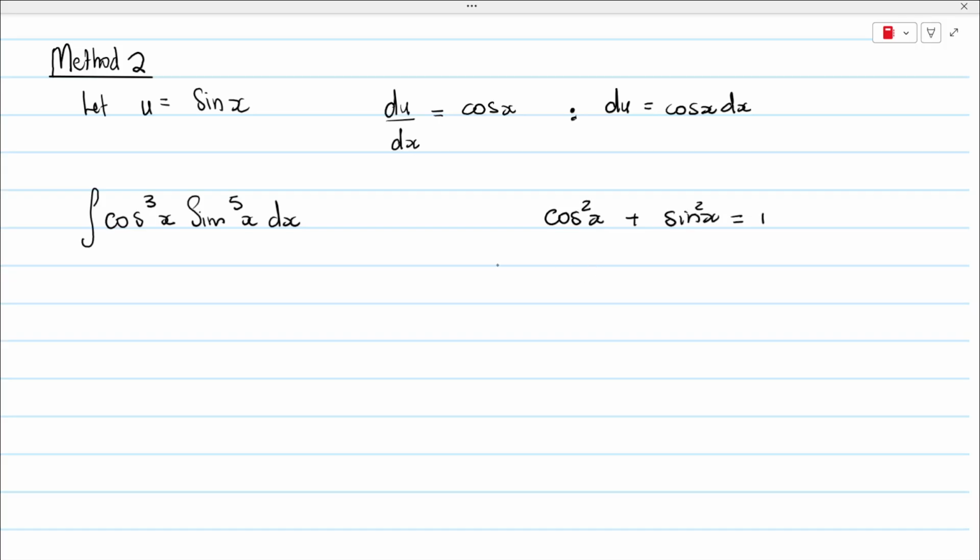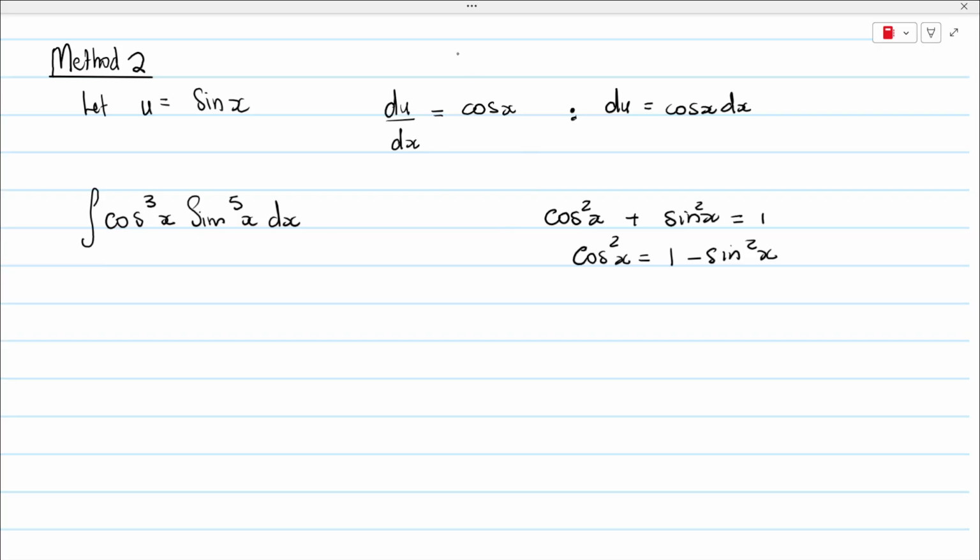Because I'm letting my u be sine x, and the derivative is cos x, I will try to work with the identities so that it's simpler. So cos squared x plus sine squared x equals 1. Then I take sine squared x to the other side, and it will be minus sine squared x. So now I have cos squared x is equal to 1 minus sine squared x. This is how they relate. These two are the same. Since my u is sine x, it will be easier to work with.